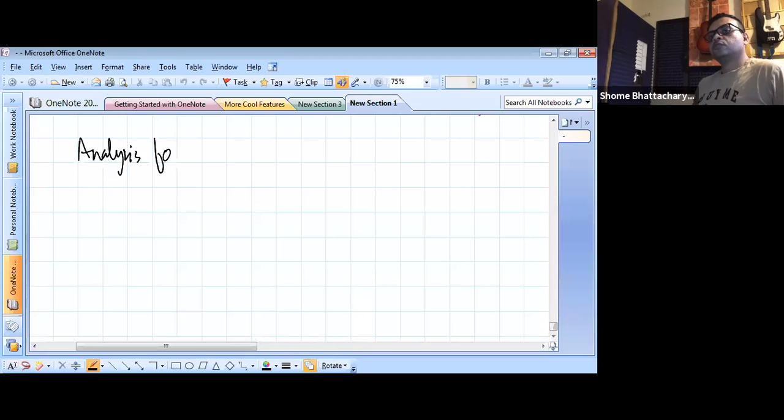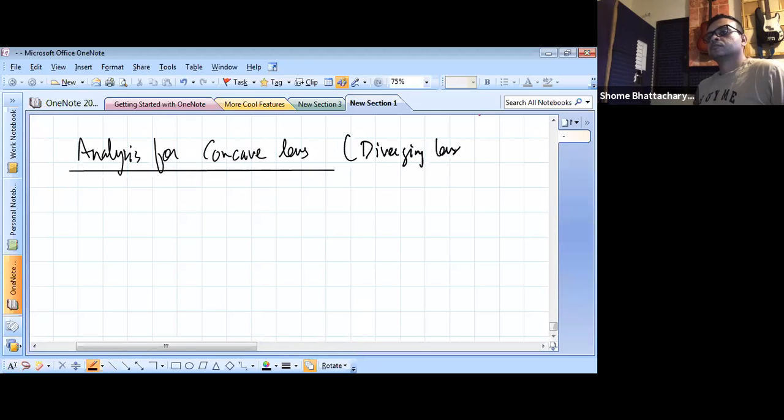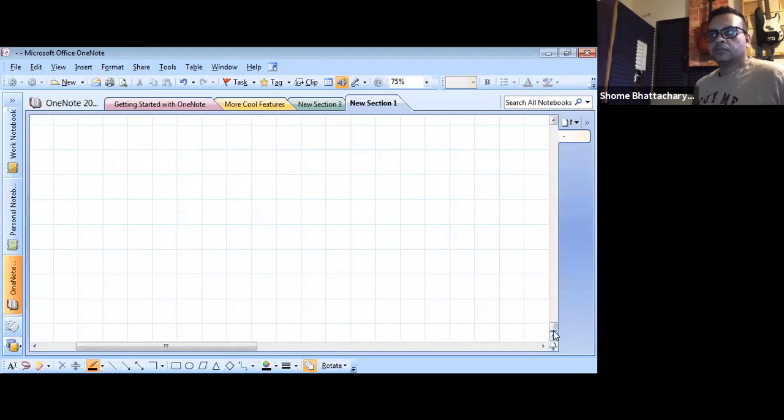So analysis for concave lens, which is basically a diverging lens. So this can be biconcave or it can be plano-concave, but never convex-concave. Concavo-convex or convexo-concave is always converging in nature. You remember that.